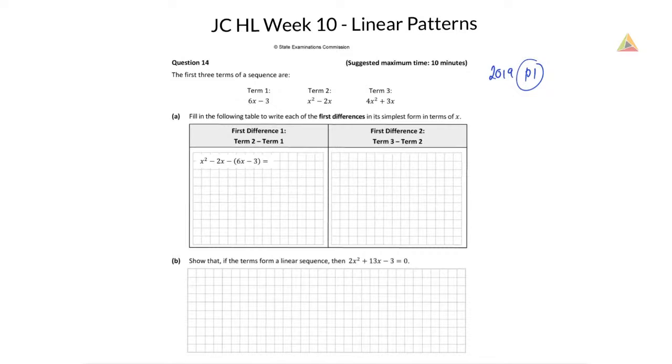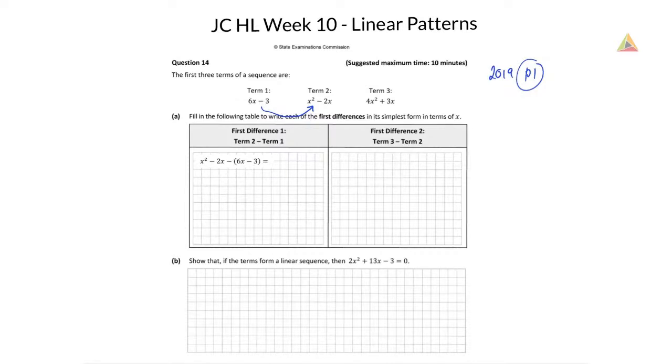Now fill in the following table to write each of the first differences in its simplest form in terms of x. So what we're looking to do here is get the difference between term 1 and term 2. And the way you do that is you take term 1 away from term 2. So they've written it out here. So it's going to be x squared minus 2x, take away 6x minus 3. So it's just about being very careful here with your minus and plus signs.